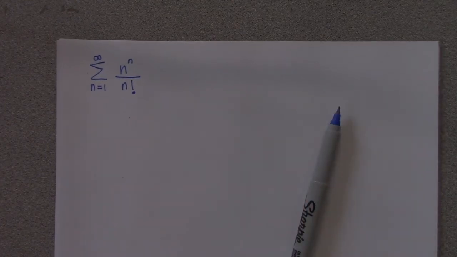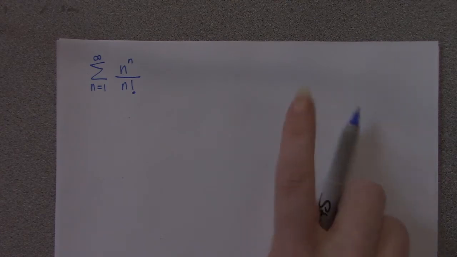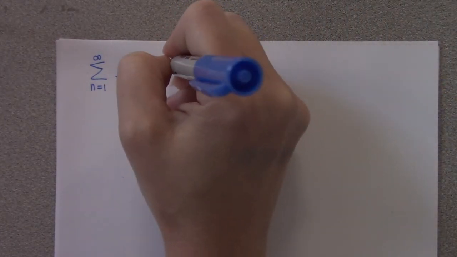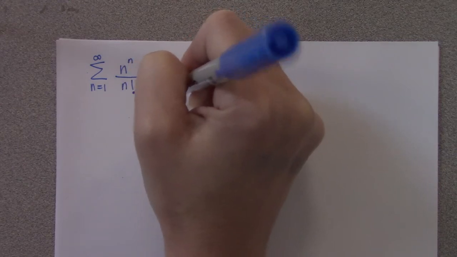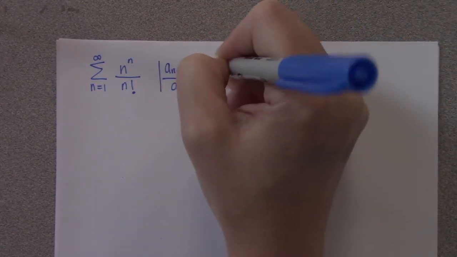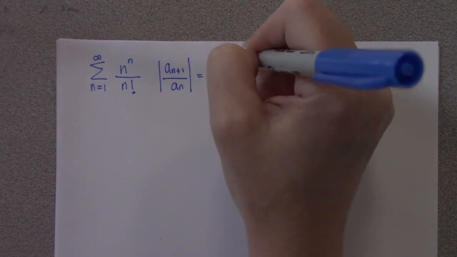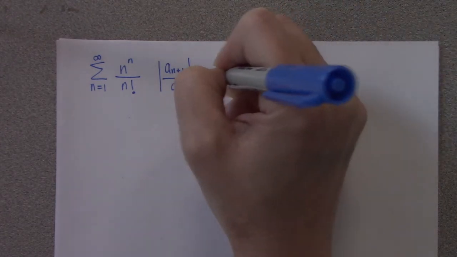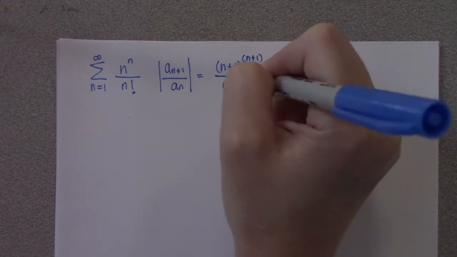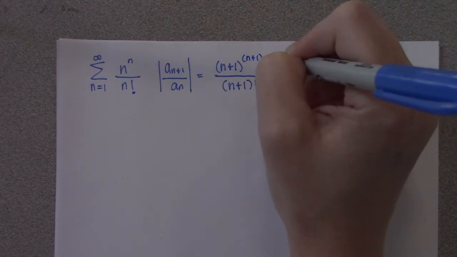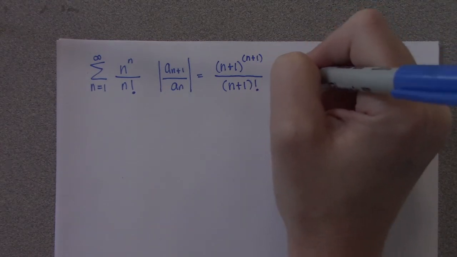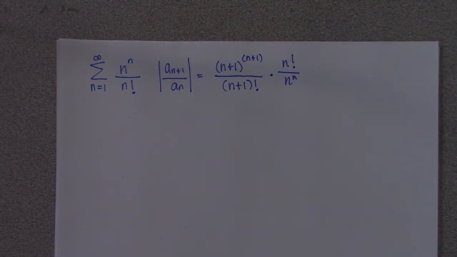All right, so this one's a little funky because we're going to have n raised to the n power. So this is going to make the math look a little weird. But there's a factorial here, so the ratio test absolutely applies. So if we set up our ratio, I'm going to get n plus 1 raised to the n plus 1 over n plus 1 factorial. And then we're going to divide that, right? So we multiply times the reciprocal. And I'm going to get times n factorial over n to the n.